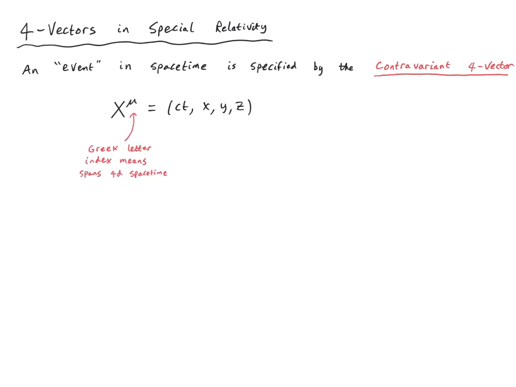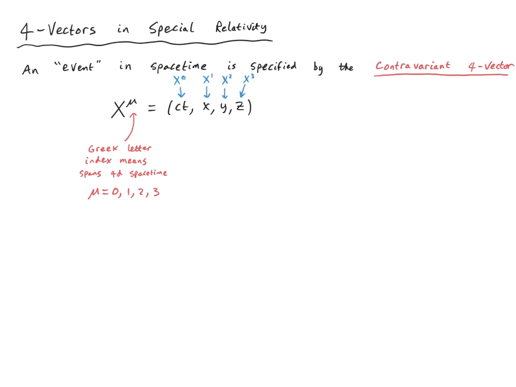By convention, when we use a Greek letter, such as mu, for the index, this means it runs over the 4 spacetime coordinates, 3 for space and 1 of time. The index mu can take values 0, 1, 2, or 3. So there's 4 coordinates, but by convention, we start labelling from 0. So 0, 1, 2, and 3. The 0th component is time, and the 1, 2, and 3 components are the spatial coordinates x, y, and z.